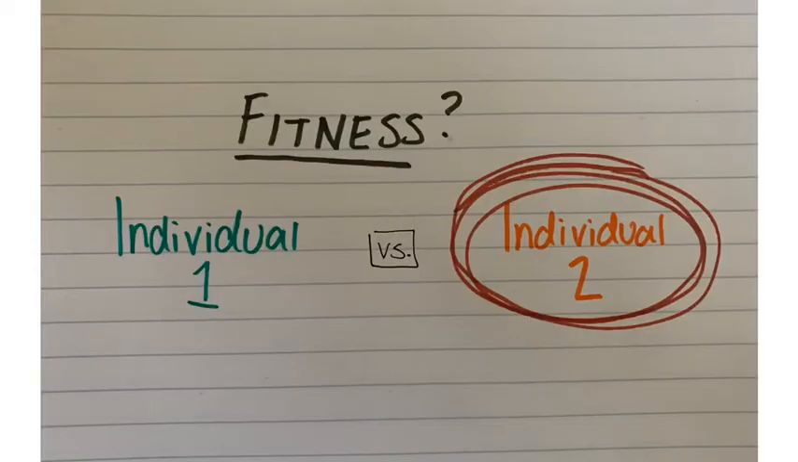In regards to fitness of the individuals, I would predict individual 2 to have a greater fitness due to the greater viability of their chromatids, meaning both their reproduction and survival rates would be higher.